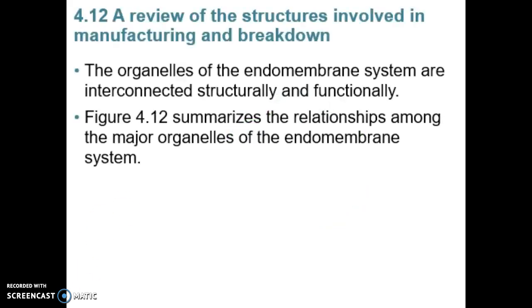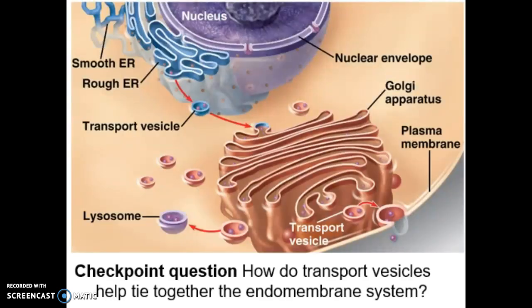Okay. What about the organelles that are, so the next slide is a review of all the structures that are involved in manufacturing and breakdown. Okay, so there are endoplasmic reticulums that form transport vesicles. They fuse with the Golgi apparatus. The Golgi apparatus then is responsible for ultimately releasing the proteins that have been synthesized out into the cell.